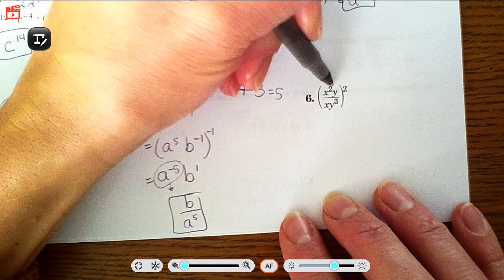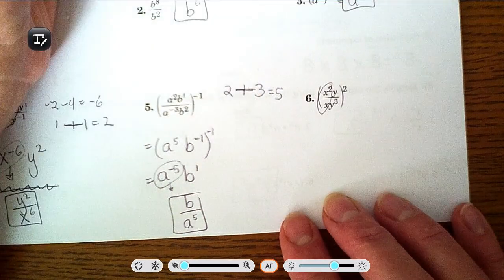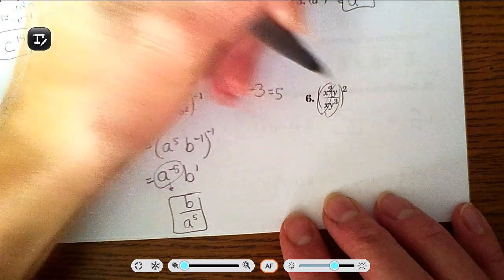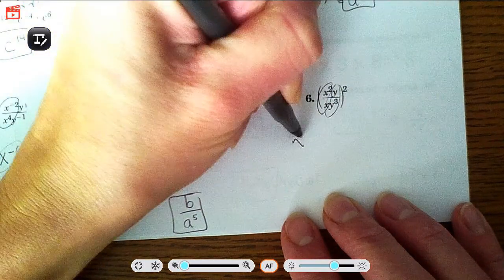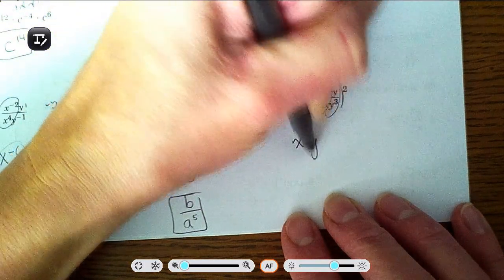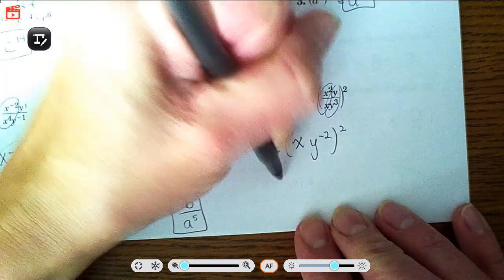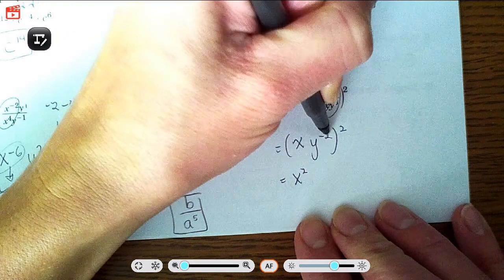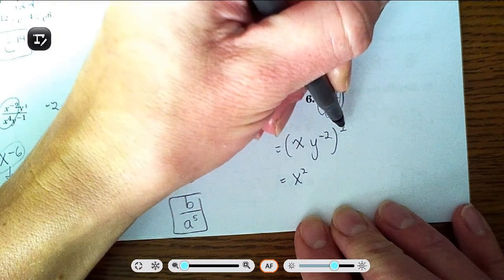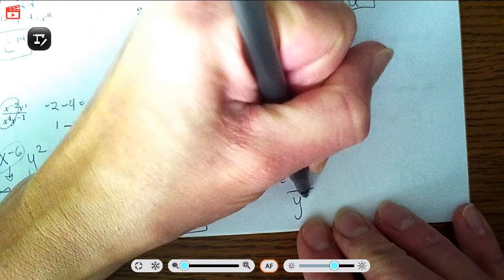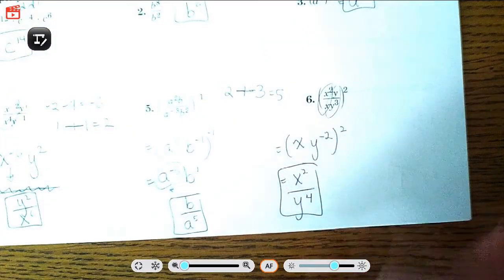Everything needs to be squared. I'm going to do the same thing again. Reduce these first and those. So 2 minus 1 is 1. 1 minus 3 is negative 2. All that to the second power gives me x squared, y to the negative 4th. But I'm going to sink it right now and call it y to the 4th, and then I'm done with the problem.